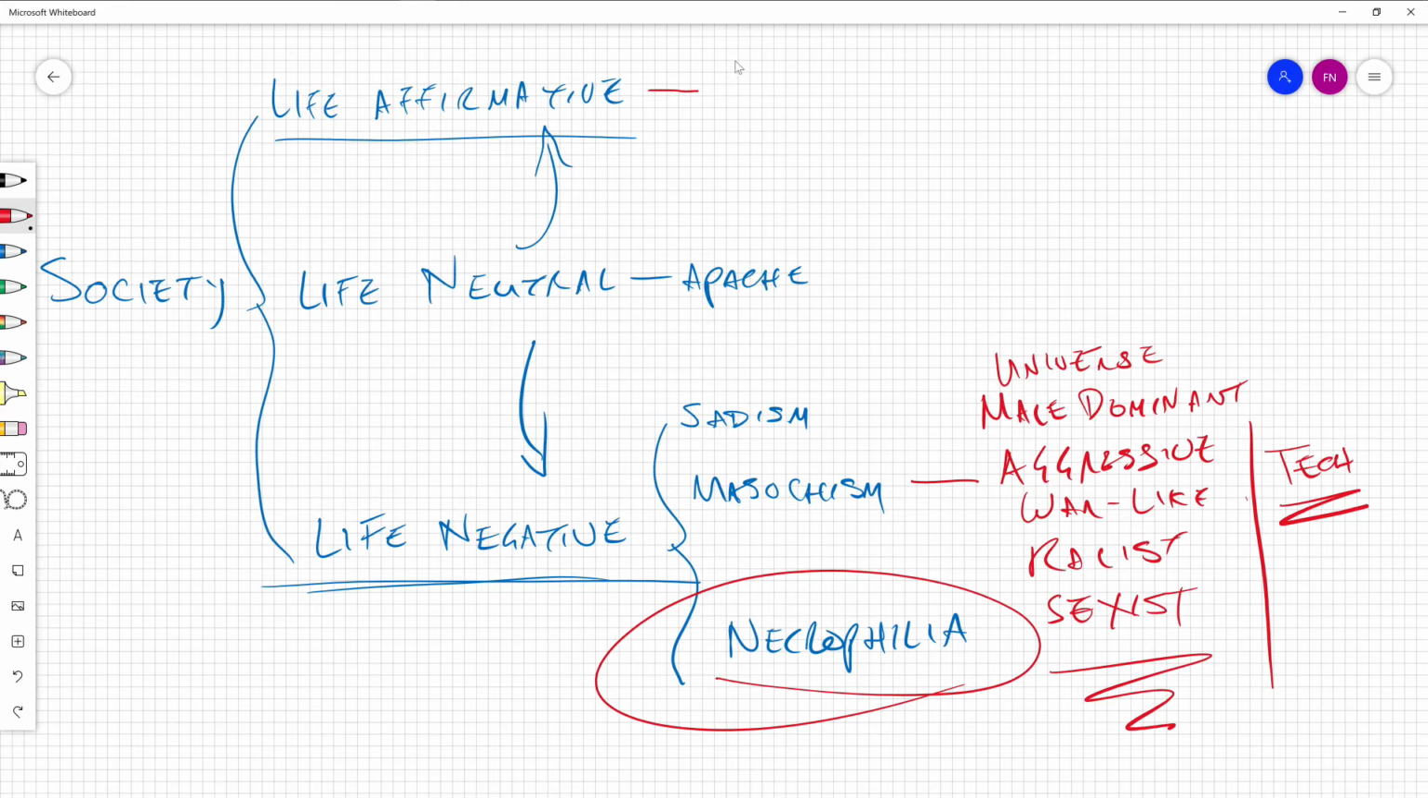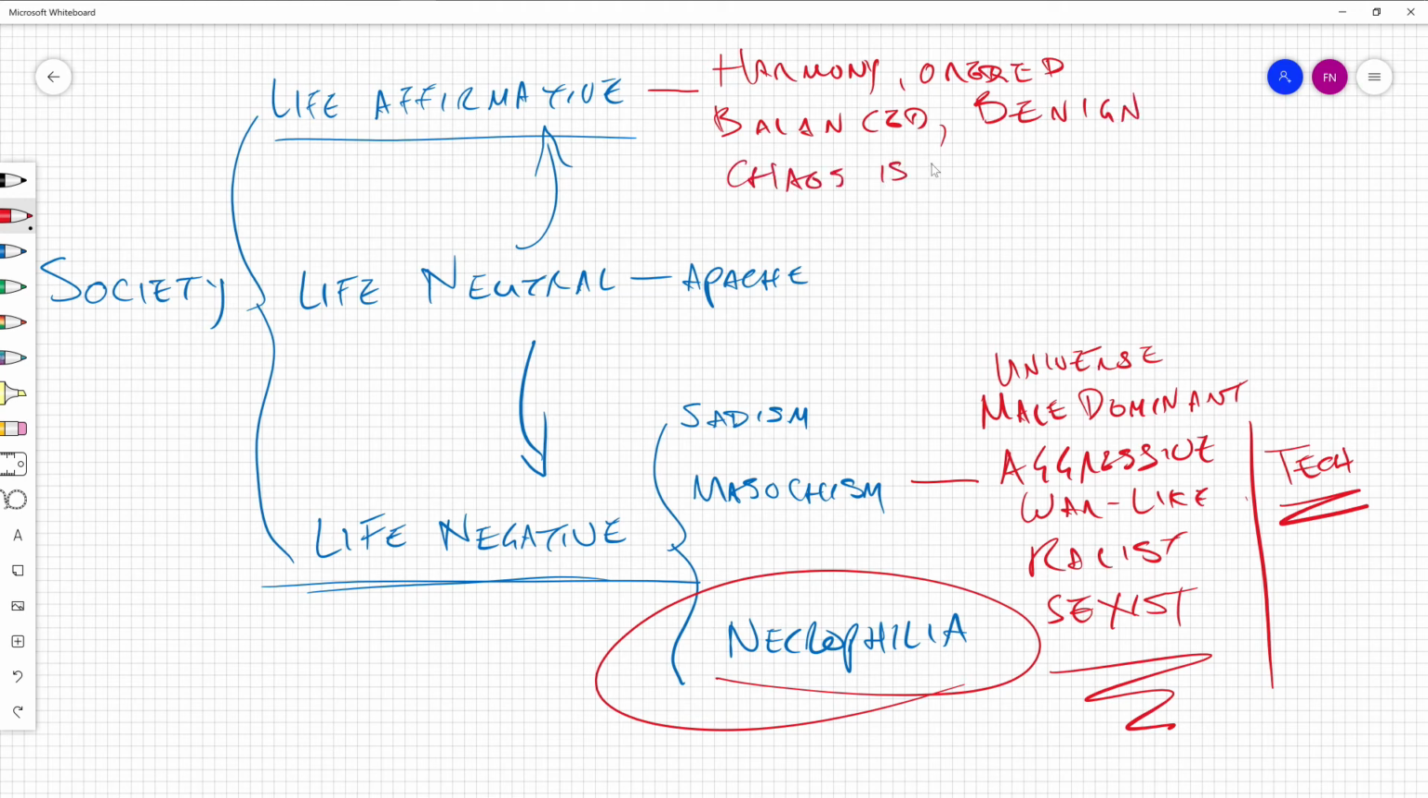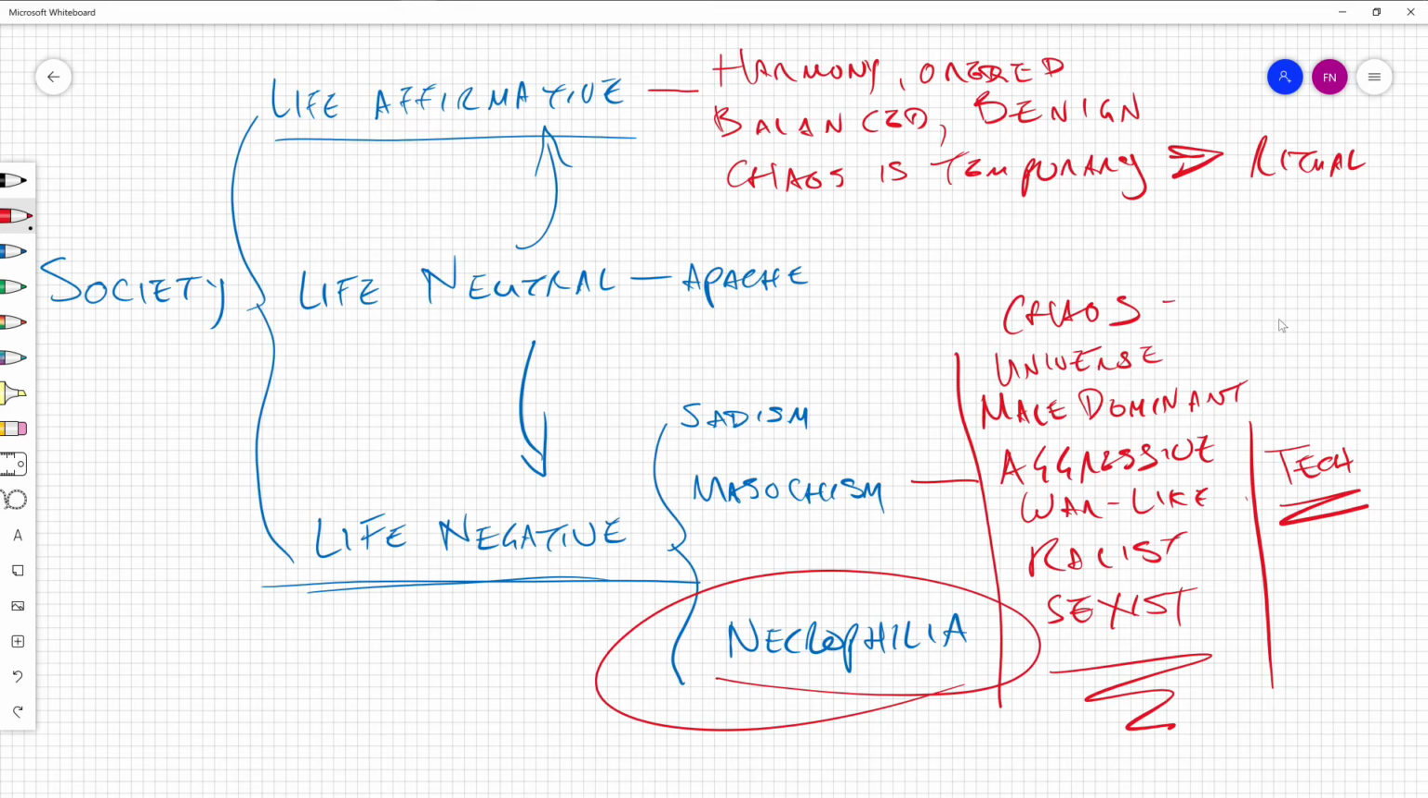Life affirmative cultures are based on the idea that the universe is harmonious, ordered, balanced. If not good, at least benign. Chaos is temporary and easily fixable through ritual, as opposed to the life negative world where chaos is the rule of the day. Chaos, uncertainty. Everyone and everything is a threat.